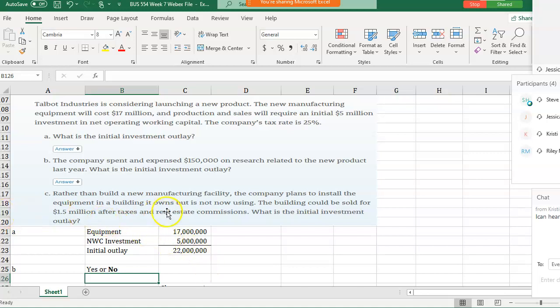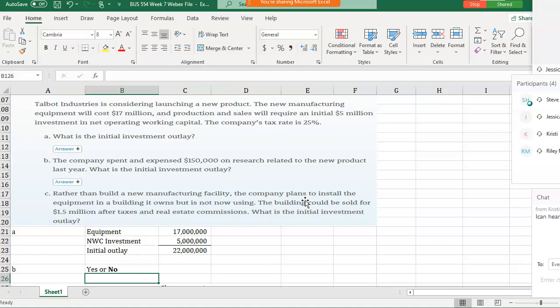Okay, and then part C says, rather than build a new manufacturing facility, they plan to install the equipment in a building it owns but is not using. The building could be sold for $1.5 million after tax and real estate commission. Should we do something with that? And that's really the question here. And this actually changes it just a little bit.